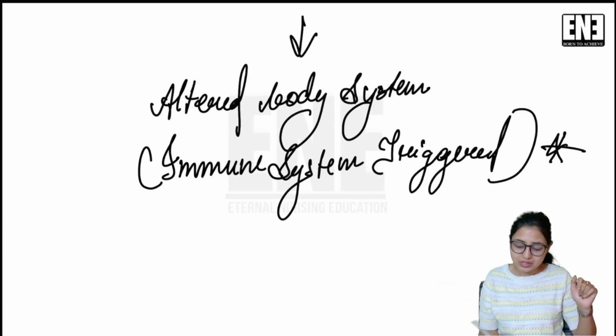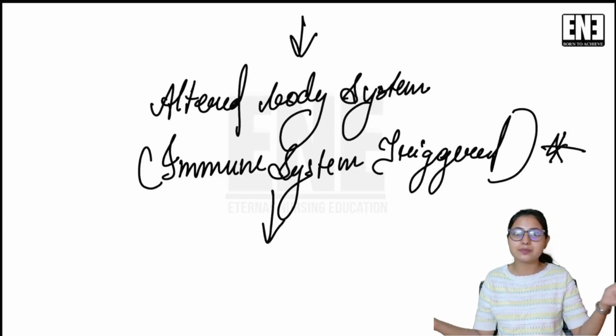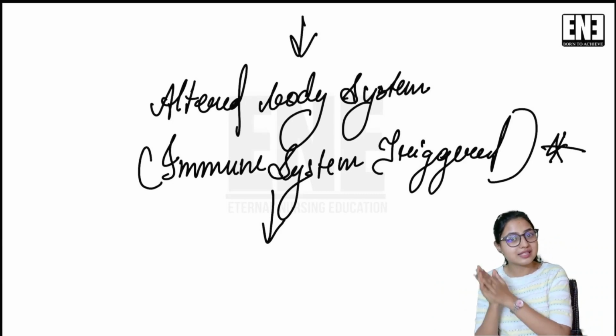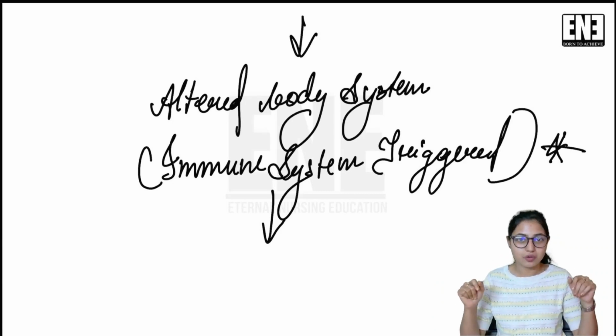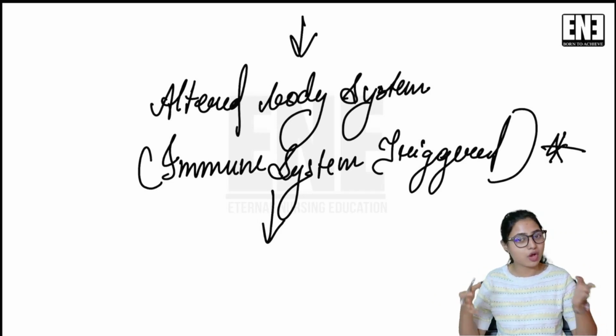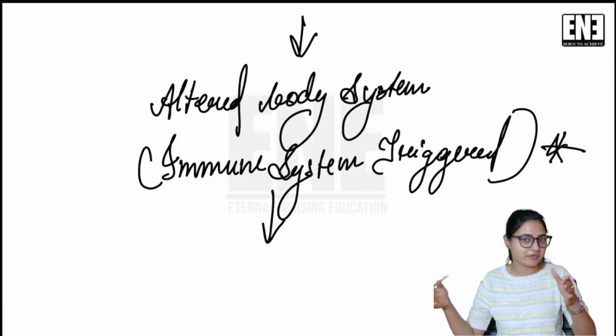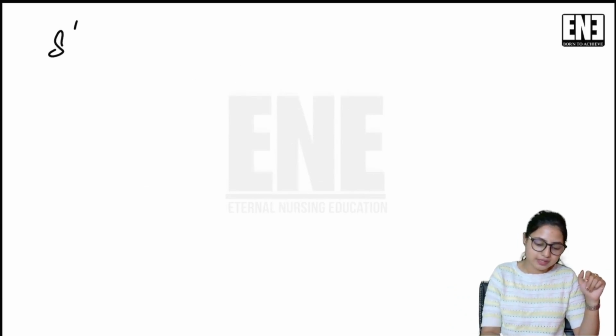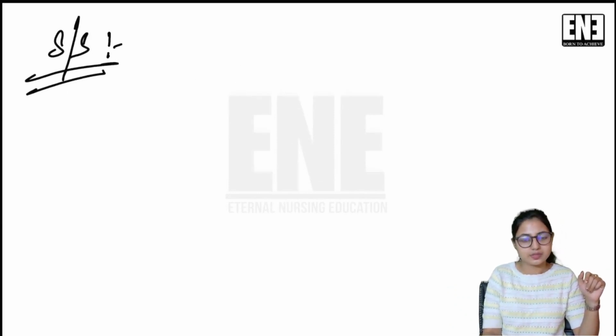Okay, so the immune system is getting triggered, due to which we are going to see some signs and symptoms. Now the question is, which signs and symptoms are you going to see? Basically, what are the signs or clinical features that you are going to observe in a person who is suffering from infection? Okay, so let's see that. Next is your signs and symptoms.